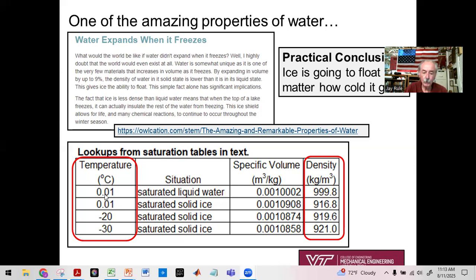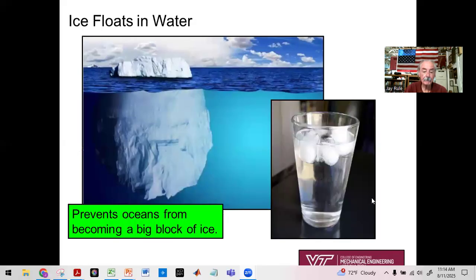So 0.01 degrees C. Wow, that's at an atmosphere, that's the freezing point, isn't it? That's where ice forms. At minus 20 and minus 30, you've got ice, okay? And so you get a different value for specific volume. If you take the reciprocal of that and calculate density, look what's happening to the density of H2O as it becomes ice. It's becoming less and less dense. And so you can look this up in the back of your book for the liquid and solid table.